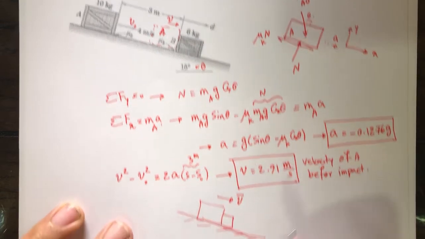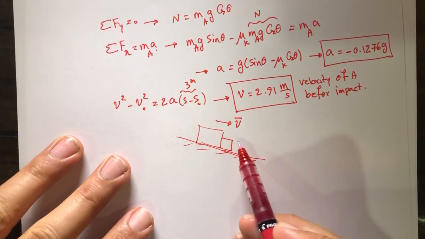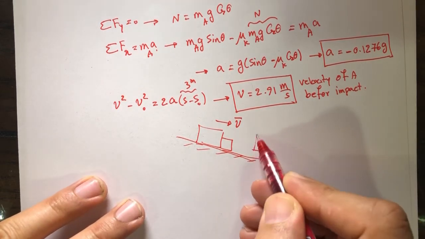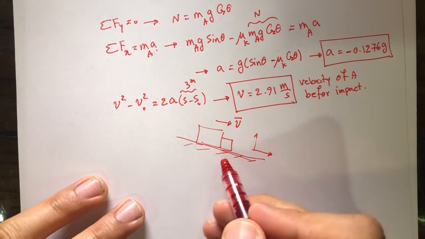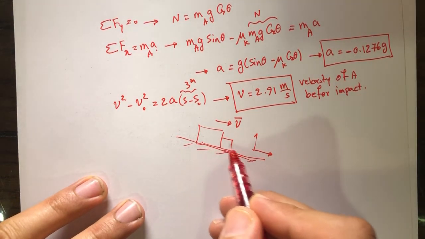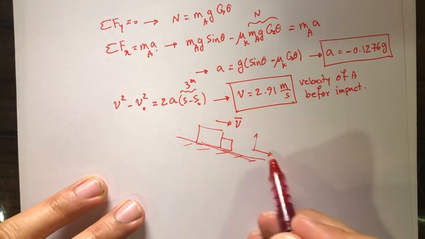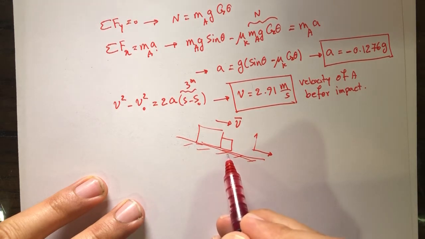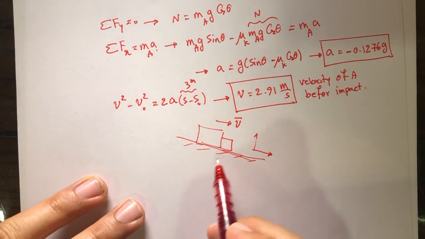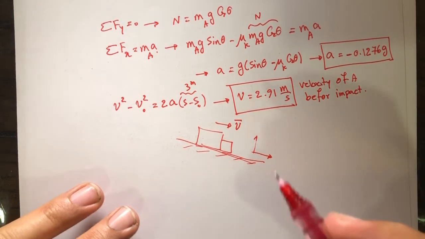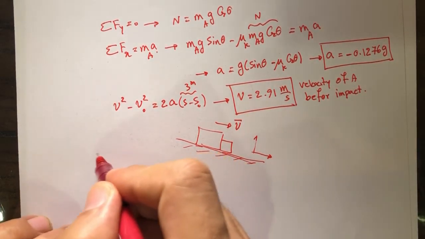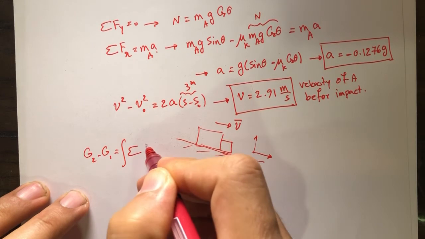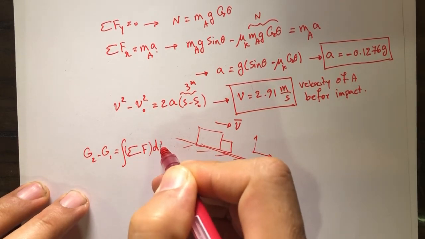And immediately after impact, the velocity of both of them is going to be v bar because they are moving together. In between, if you look at the free body diagram of these two, in the x direction we are going to have the forces: mass of both of them times g times sine of theta, and also the friction force in the negative x direction. So G2 minus G1 is equal to the integral of the sum of the forces dt, based on the equation that we learned, right?